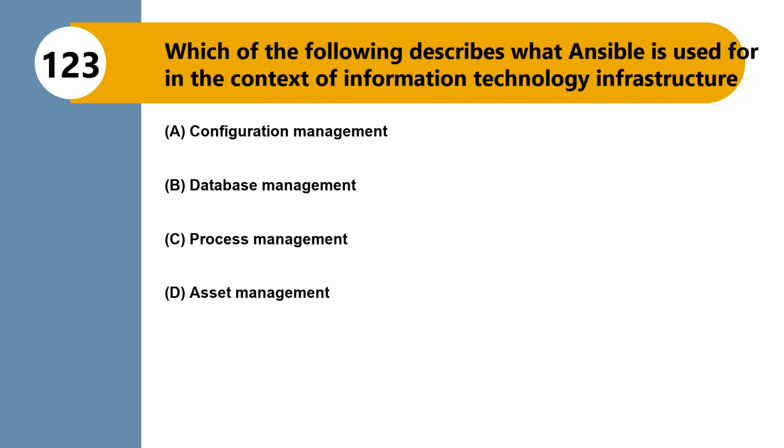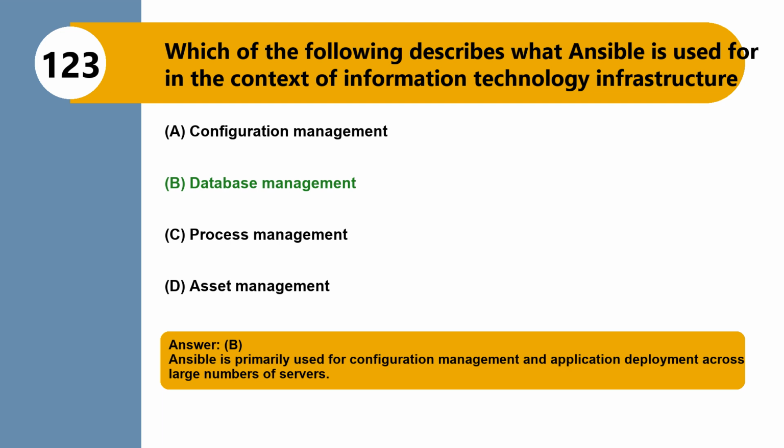Question 123. Which of the following describes what Ansible is used for in the context of information technology infrastructure? Option A, configuration management. Option B, database management. Option C, process management. Option D, asset management. The correct answer is option B, database management. Ansible is primarily used for configuration management and application deployment across large numbers of servers.